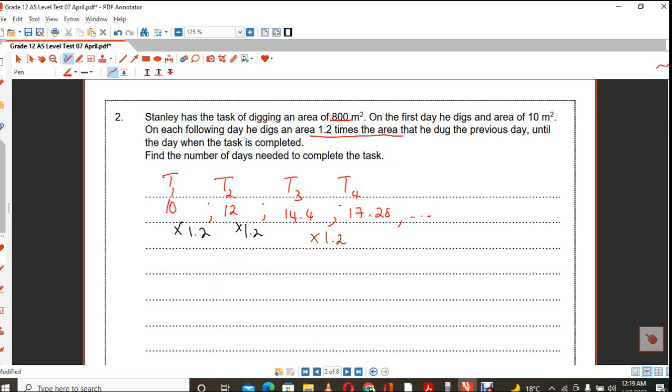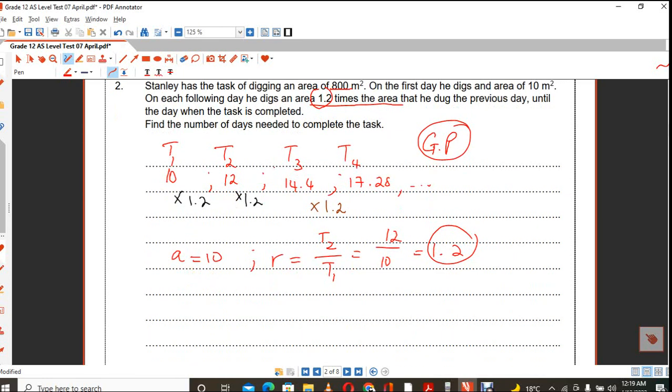We know from this information of 1.2 times the area of the previous, this has to be a GP. Our first term is 10, and our common ratio, you take term 2, divide by term 1, term 2 being 12, divided by term 1 being 10. But we are already given this value here. So what we need to find is the sum. So we need to use the S sub n formula. We know that S sub n is equal to 800. That is what we are working with.